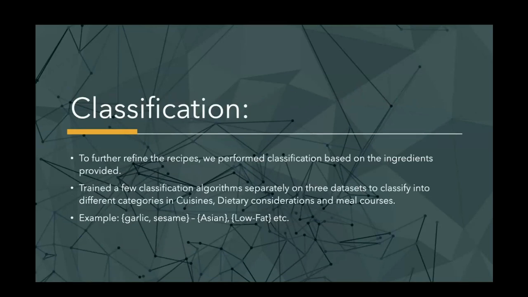We train a few classification algorithms separately on the three data sets. So for example, if there is a recipe with the ingredients garlic and sesame, it will automatically classify that as an Asian cuisine or low-fat dietary consideration recipe. So from that, it gets an idea of what the user wants and tries to refine the recipes further.